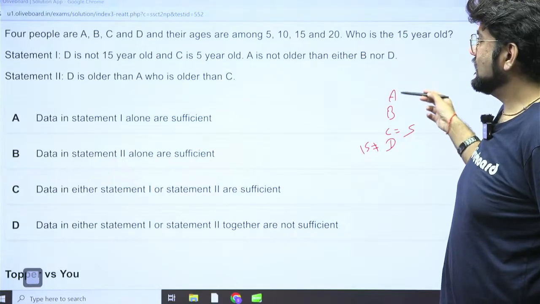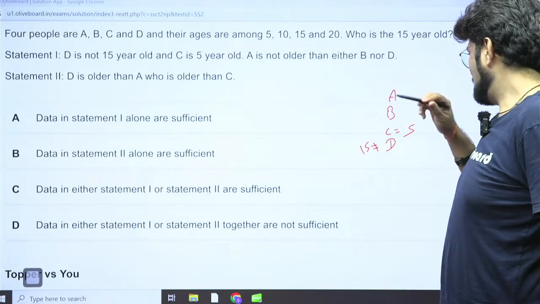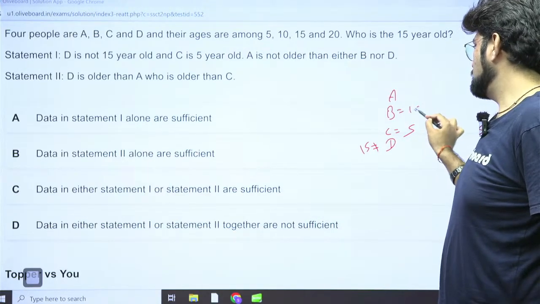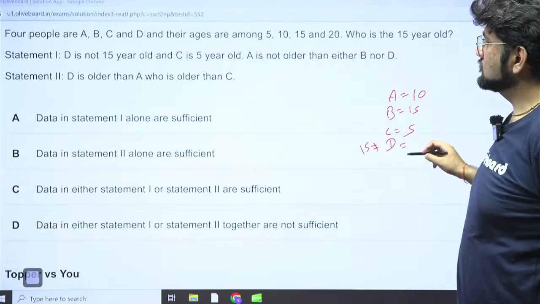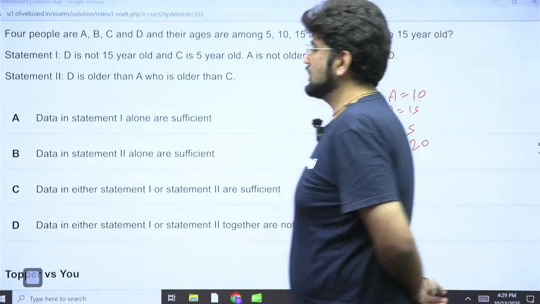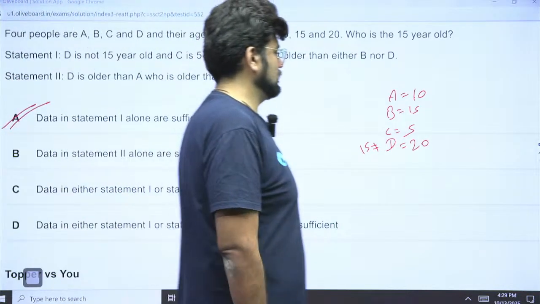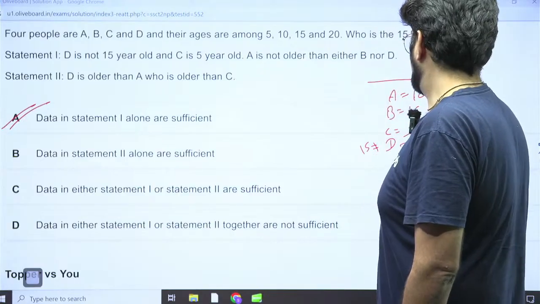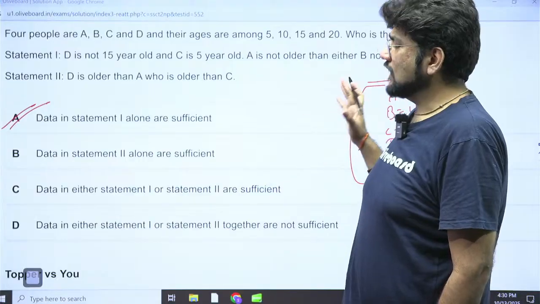Okay. A is not older than either B or D. So A is younger than both of them. So A cannot be 15. So that means B is 15, A is 5 and A is 10. And this is 20, I believe. Yeah. Cool. So whatever it is, B is 15. So I think statement 1 alone is sufficient. The moment you get 1 alone, they are asking us either 1 or 2 alone are sufficient. So you'll have to check 2 also. Why? Because 1 alone is there, either is also there. Yeah, okay. We'll have to check either also.